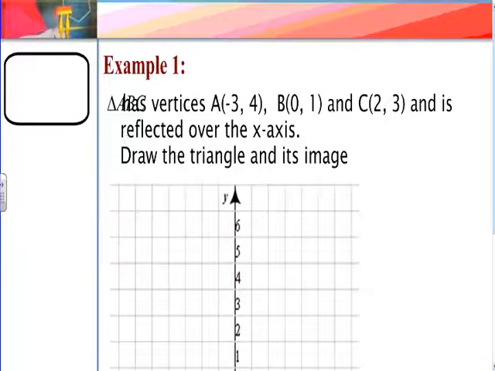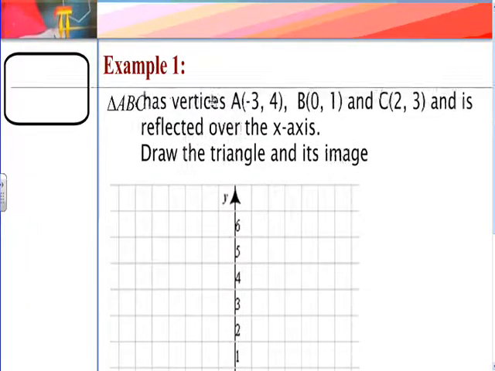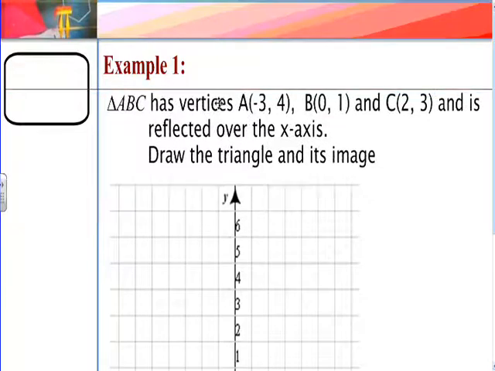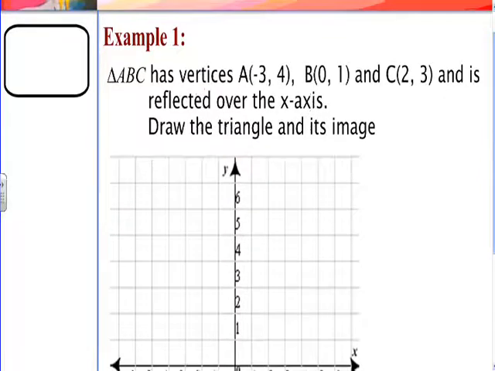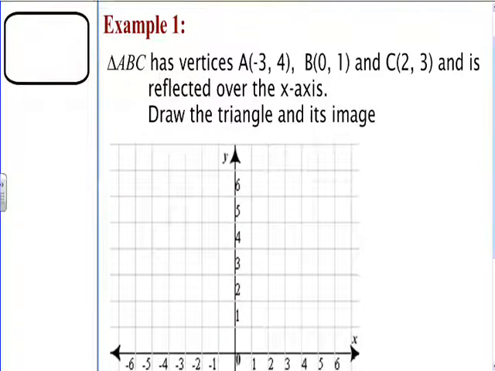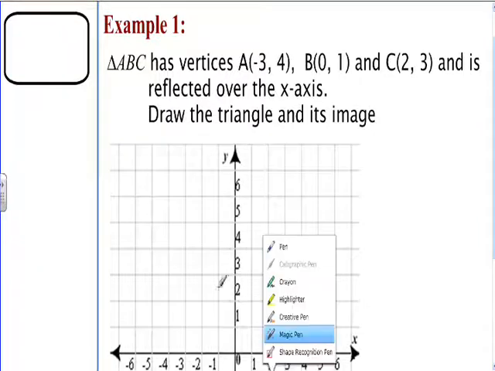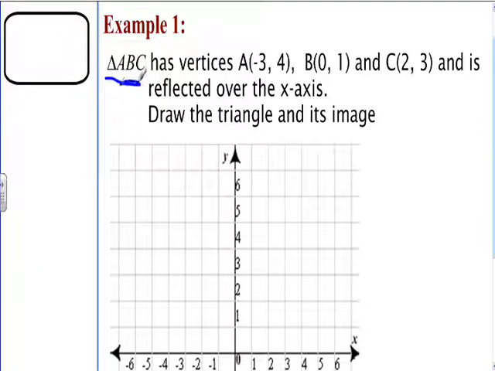All right, let's do a couple of examples to talk about what this is really going to look like in problems that you have to do. So let's say that triangle ABC has vertices A, which is at (-3, 4), B, which is at (0, 1), and C, which is at (2, 3). And then we reflect that over the x-axis. So what we want to do is draw the triangle and its image. Remember that triangle ABC here would be called the pre-image.